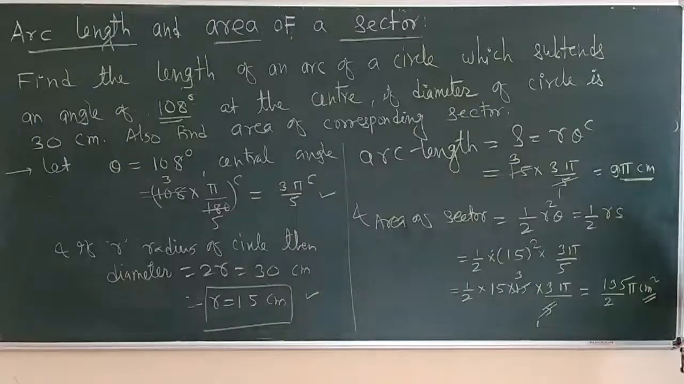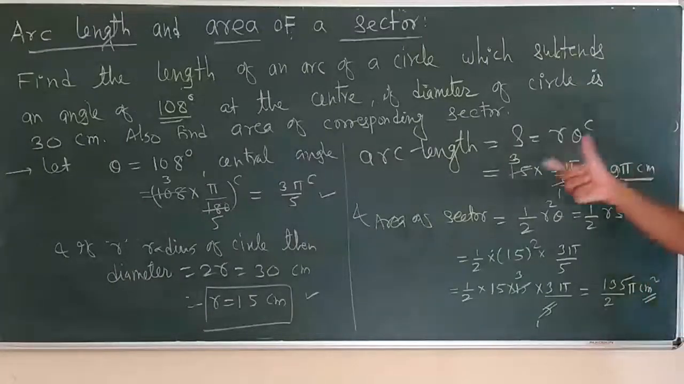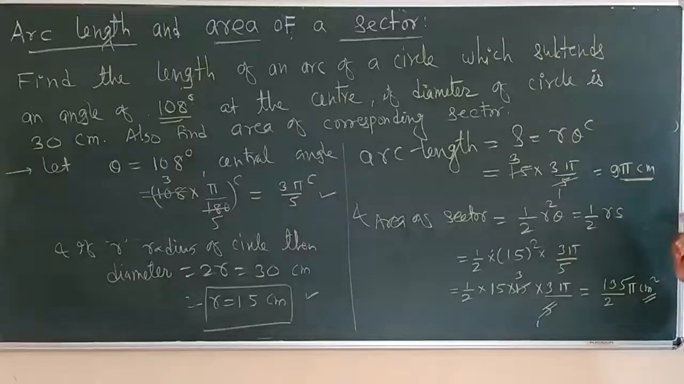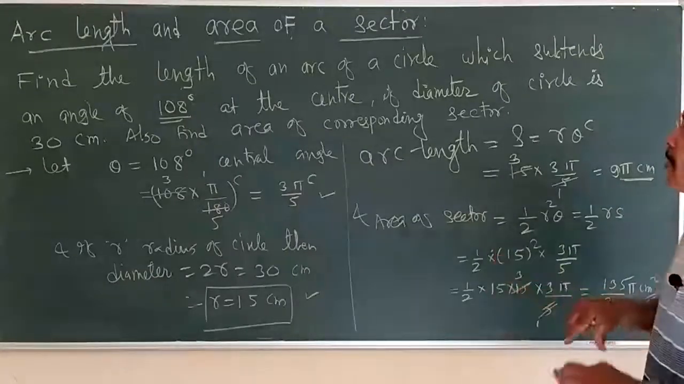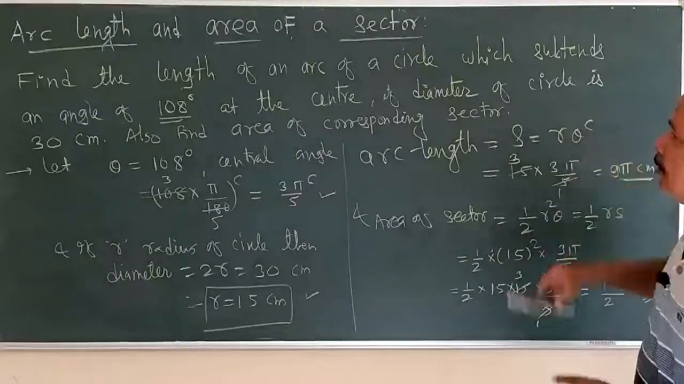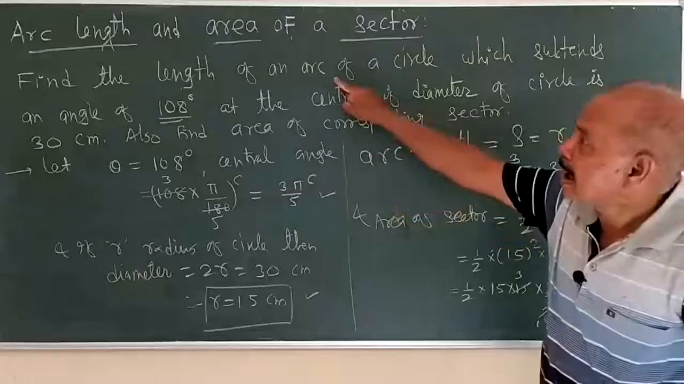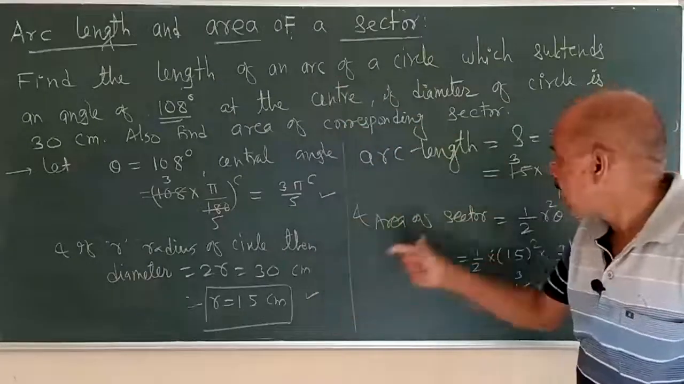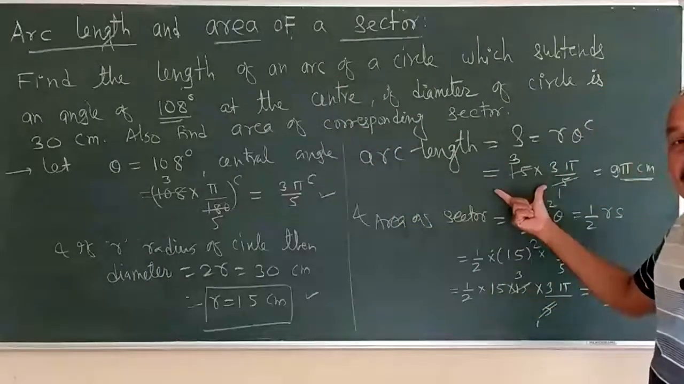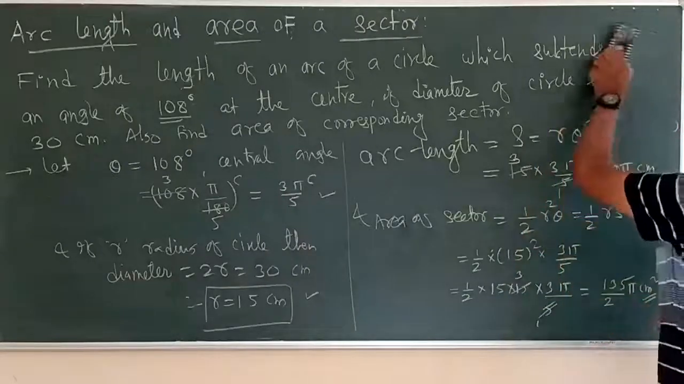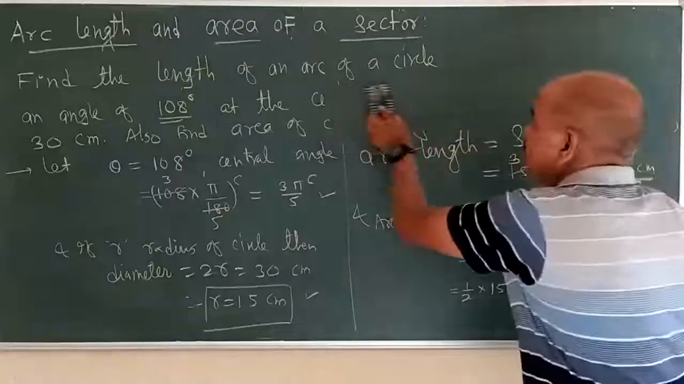Centimeter square. In this way we find the area of a given sector and also the arc length. Very simple and very easy part. If asked in exam, you get 3 marks. Such a question is asked for 3 marks. If only the arc length is asked, then up to this we get 2 marks. In this way, such simple questions are here.